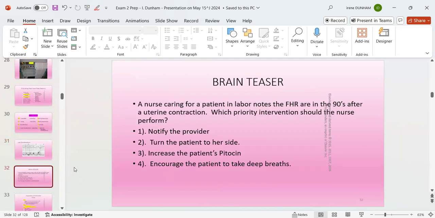They're non-reassuring. All right, so if I asked you, a nurse is caring for a patient in labor and she notes the fetal heart rate in the 90s after contraction, that's the clue, after contraction, which priority intervention should the nurse perform? One. You want to call that doctor. Now, in real life, I would turn this patient to her side and call that doctor.